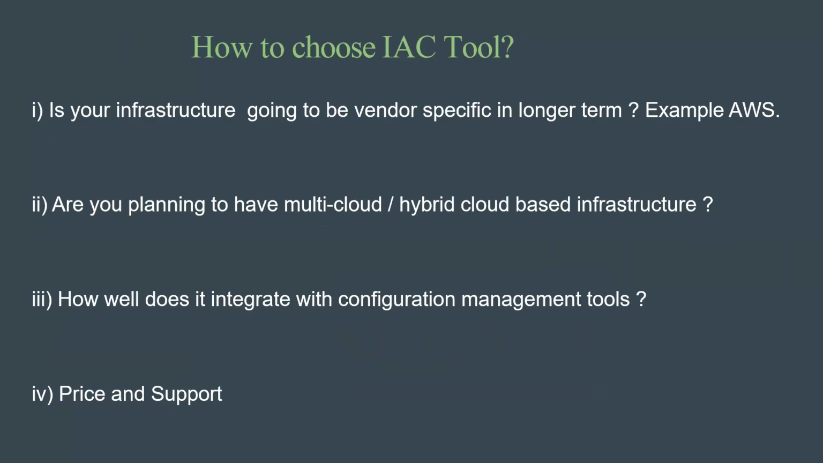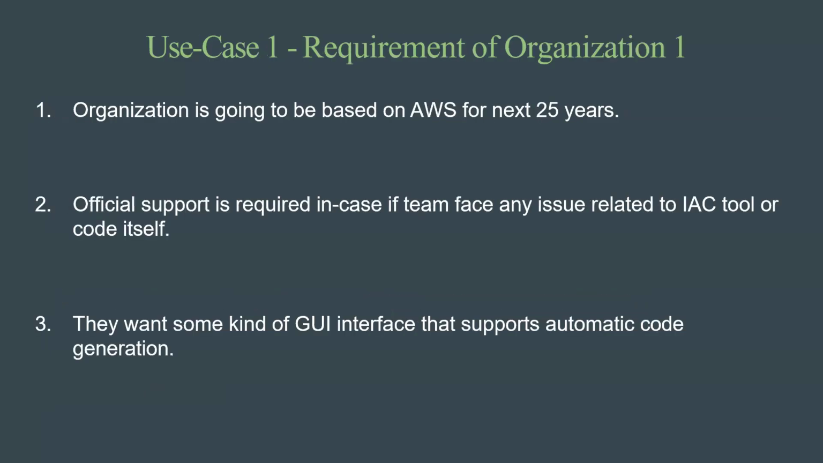Is your infrastructure going to be vendor specific for a longer time, for example AWS, or are you planning to have a multi-cloud or hybrid cloud infrastructure? How well does it integrate with configuration management tools? Price and support. Use case one, requirement of the organization one: the organization is going to be based on AWS for the next 25 years. Official support is required in case the team faces any issue related to the IaC tool or the code itself. They want some kind of GUI interface that supports automatic code generation.